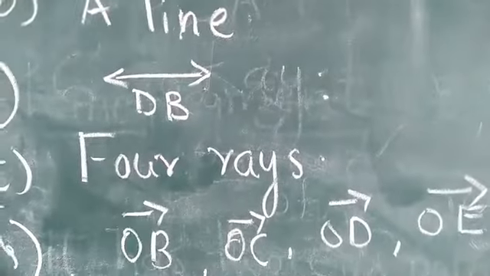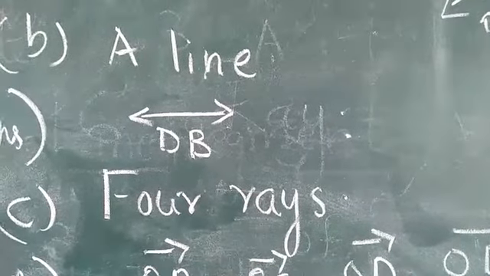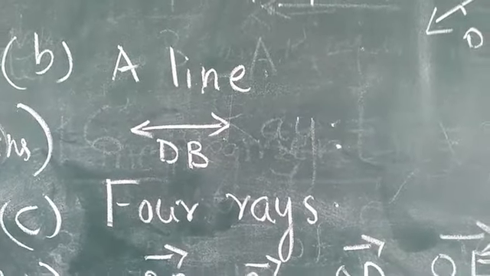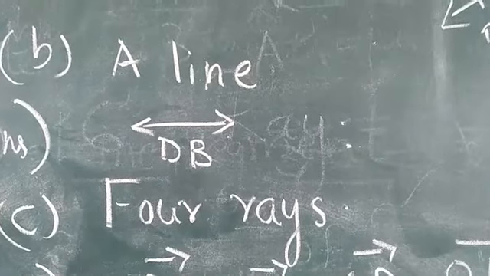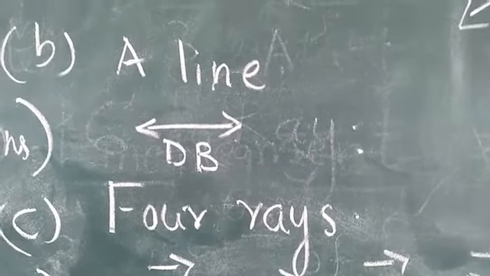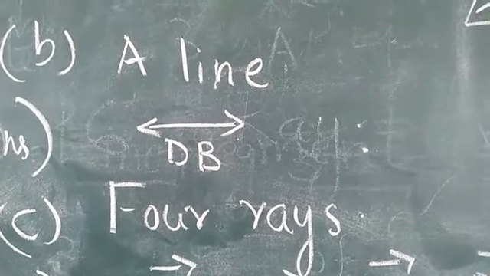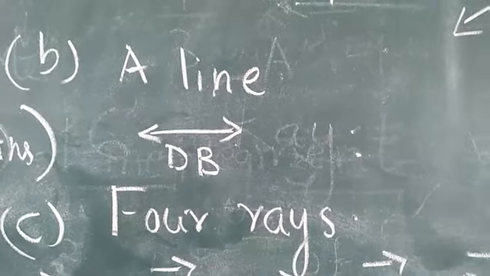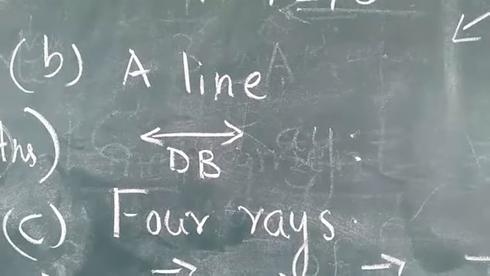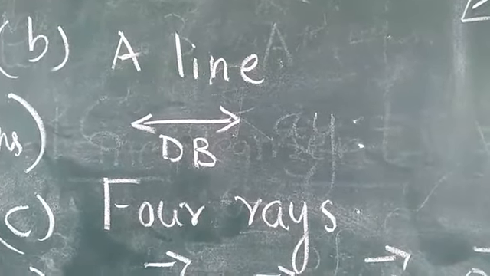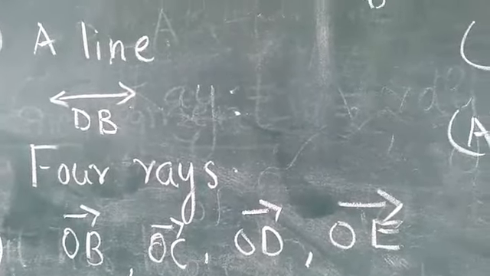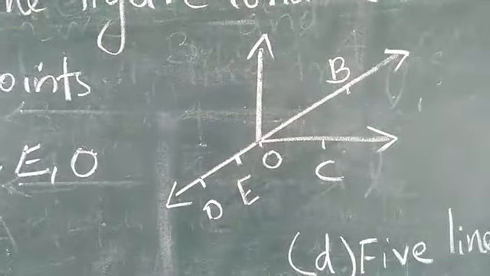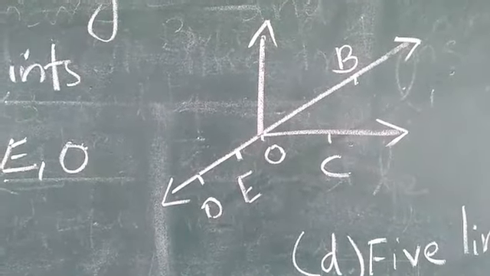Next question, 4 rays. 4 rays we have to find out from this figure. What do you mean by a ray? A ray is a line in which there is only one end point. That means only the starting point, no end point. So, from this figure, we can mention OB, OC, OD, OE.